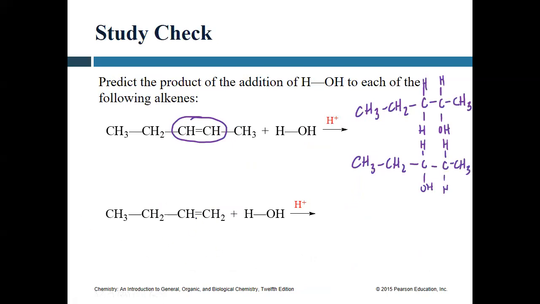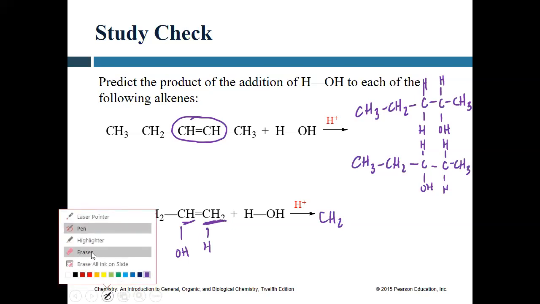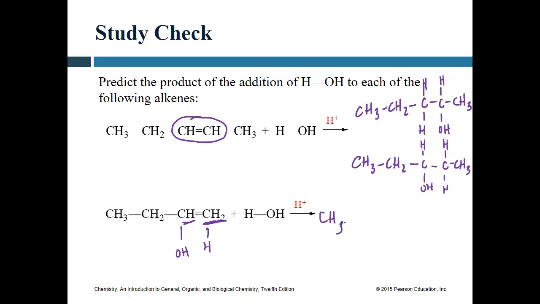Here we definitely have a difference. There are more hydrogens on this CH2 group than on the CH group. So the H is going to go to the side with the more hydrogens. The OH is going to go to the other side. So it's CH3, CH2, CH, OH, CH2, H.